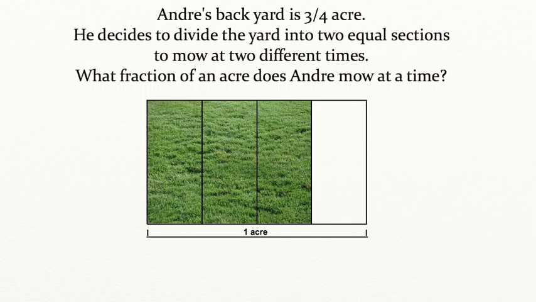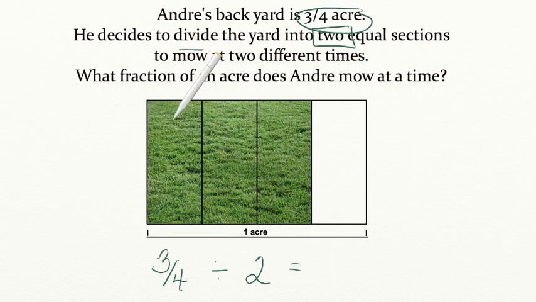Andre's backyard is 3/4 of an acre. He decides to divide the yard into 2 equal sections to mow at 2 different times. What fraction of an acre does Andre mow at a time? Well, we already have our diagram on our screen. We have 1 acre represented with 3/4 of it shaded in. So let's go ahead and write our equation. We know that we're starting with 3/4 of an acre, and we're going to be dividing this 3/4 of an acre into 2 equal pieces. So we need to divide each of these into 2 equal pieces.